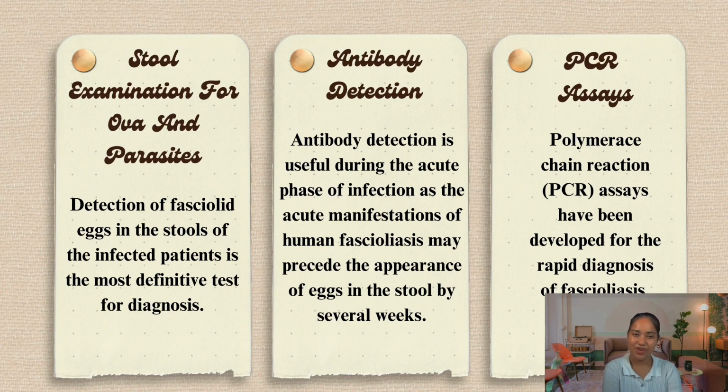The fifth one is antibody detection. Antibody detection is useful for the acute phase of infection, as the acute manifestation of human fasciolosis may precede the appearance of eggs in the stool by several weeks. The last one is the polymerase chain reaction assay. The polymerase chain reaction assay has been developed to be a rapid diagnosis of fasciolosis.